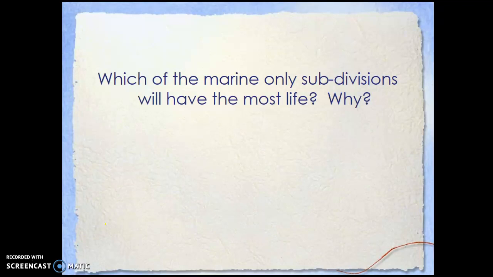So let's review for a second. Which of the marine subdivisions do you think is going to have the most life, and why? Let's go ahead and pause, review.